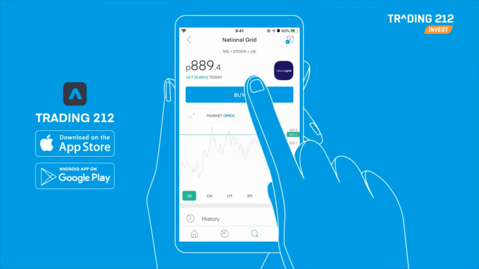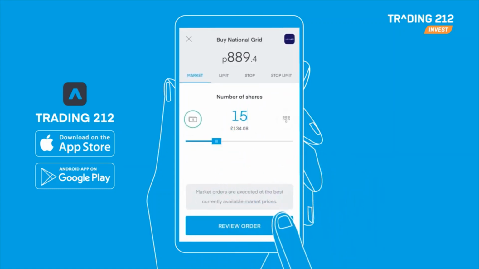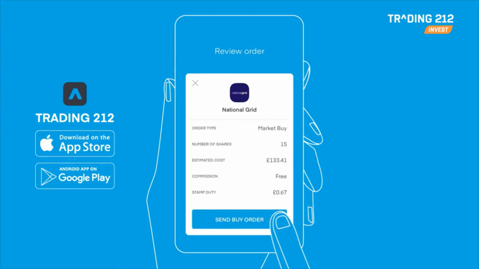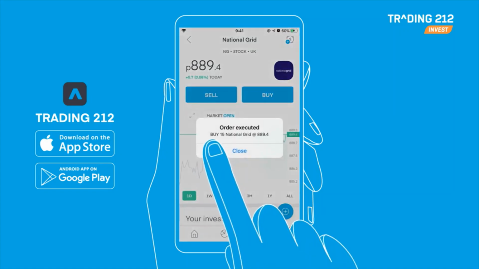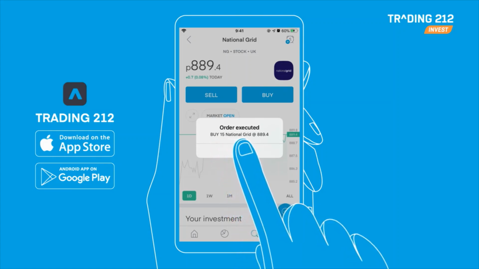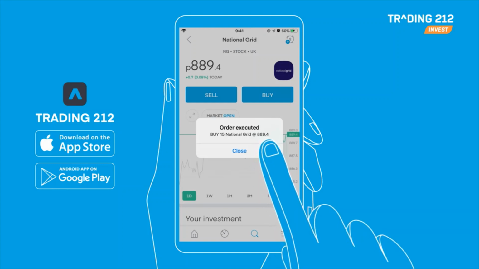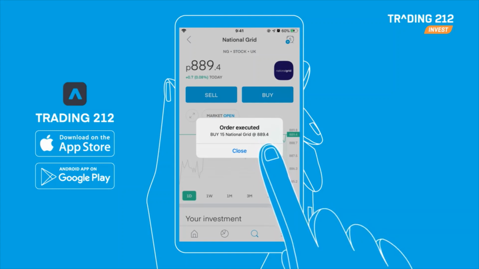Let's click Buy. Set the number of shares to 15 and then tap on Review Order. Here we can make a final check on our order before sending it for execution. If it's okay, tap on Send Buy Order. We get a confirmation saying, Order executed. You bought 15 shares of National Grid at a price of 889.4p. And that's it. The shares are now yours and you own a piece of the company.